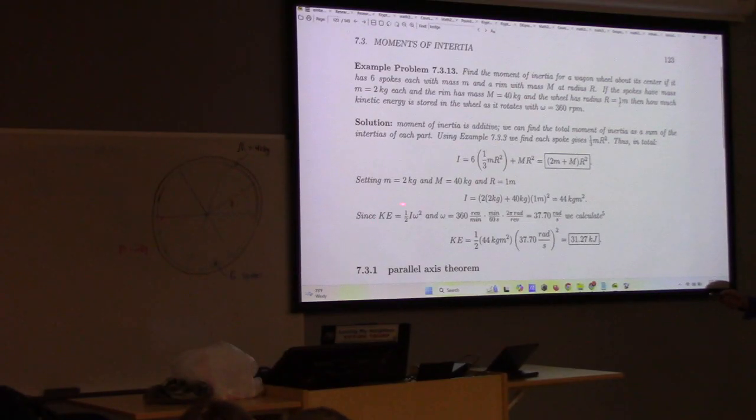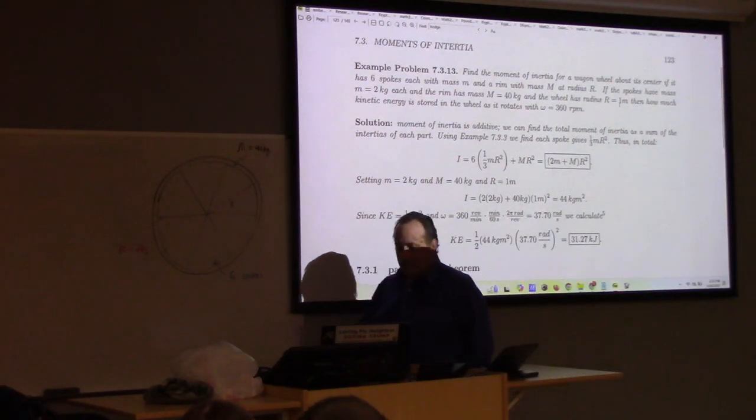Kinetic energy is 1/2 I omega squared. Converting my omega to radians per second, lo and behold, 31.27 kilojoules. So there you go.